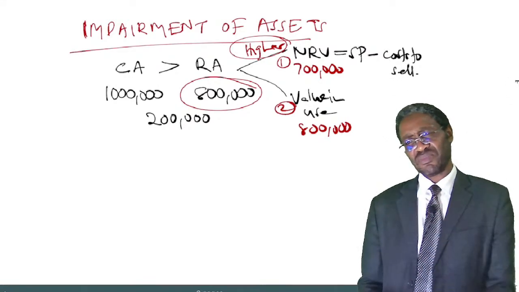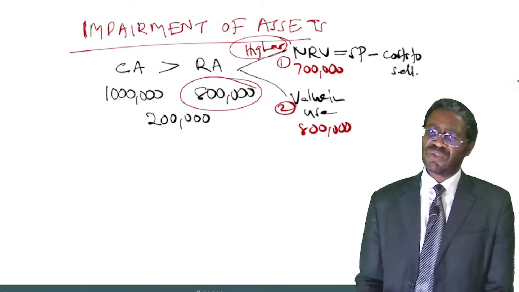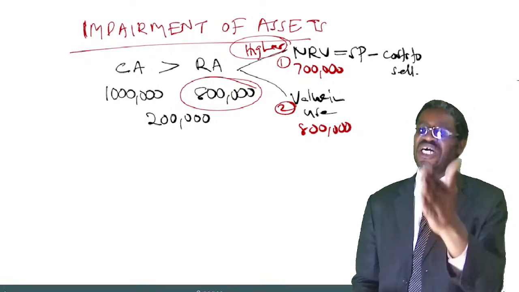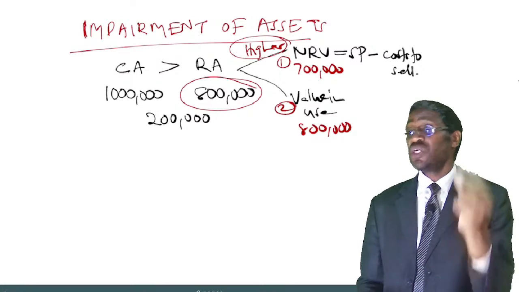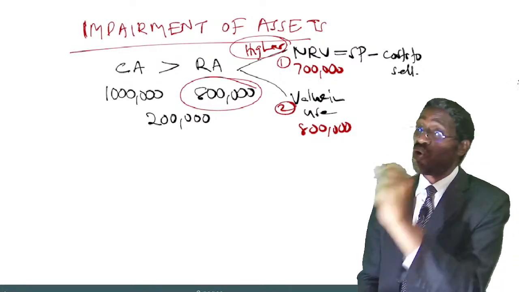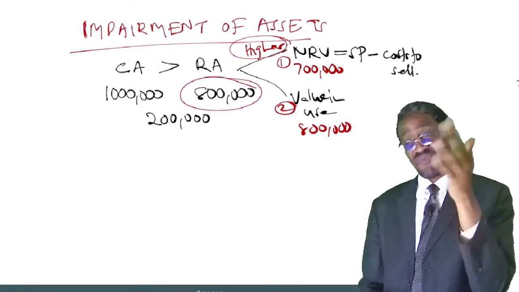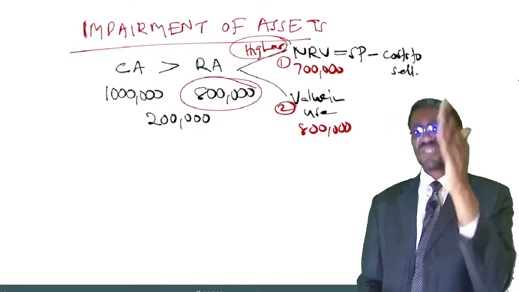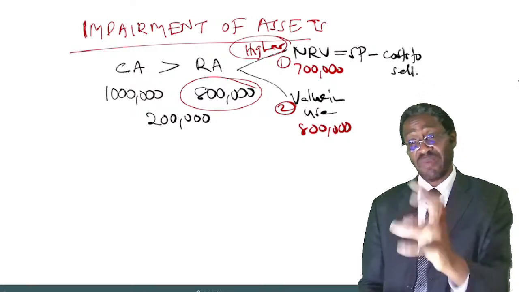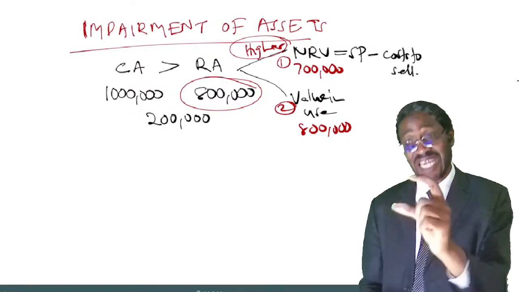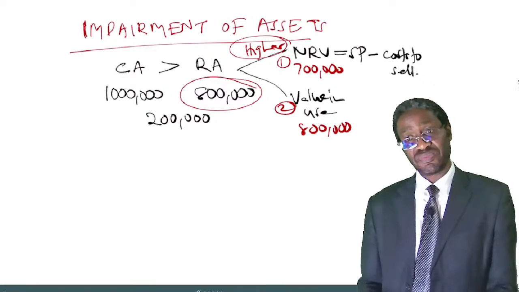In fact, some books call this amount fair value less cost to sell. Instead of calling it net realizable value, they just call it fair value less cost to sell. Fair value is the same as market value, the same as the selling price. Good. So that's how we normally determine the net realizable value.